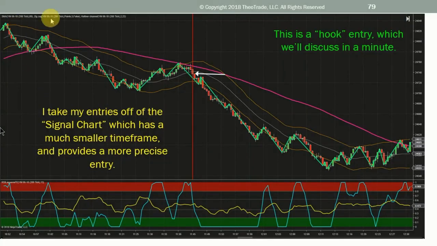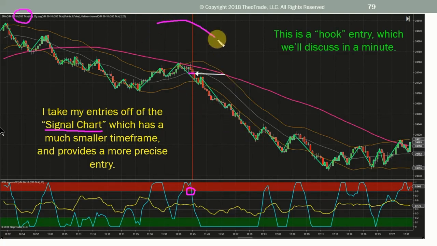So now what I'll do is go down to the signal chart. This is the signal chart, which in this case is the 200 tick. You can just barely see it up here. This is where I get my most accurate entry. This happens to be a hook entry on the RSI Laguerre study. So we're taking this off the signal chart. This is the entry point here, and then in we go.